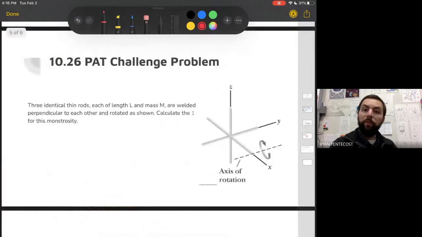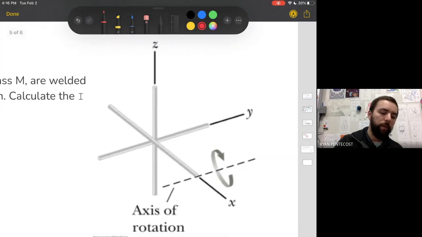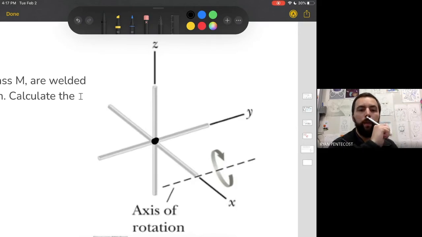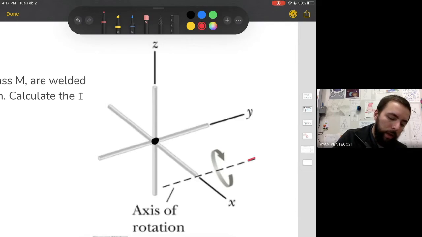Now, a challenge problem. We have 3 identical thin rods, each of length L and mass M. They are welded perpendicular, all perpendicular from one another. They are 90 degrees apart in every direction. And they are rotated about this axis of rotation that seems to be parallel to the y-axis, right? So our original was the y-axis.